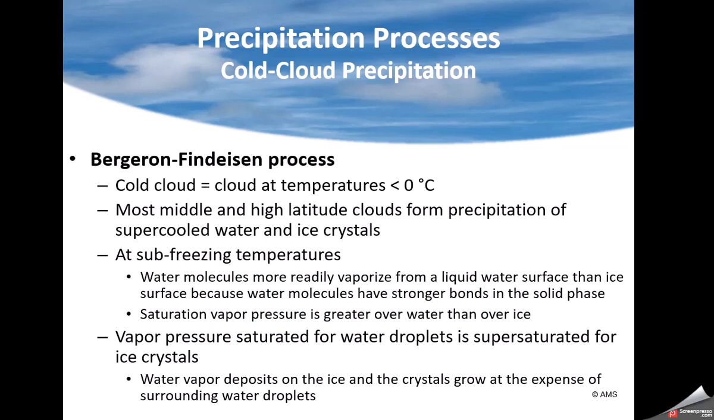So the other process, in a cold cloud, is Bergeron-Findeisen. Most precipitation will form in the middle to high atmosphere where there's ice.